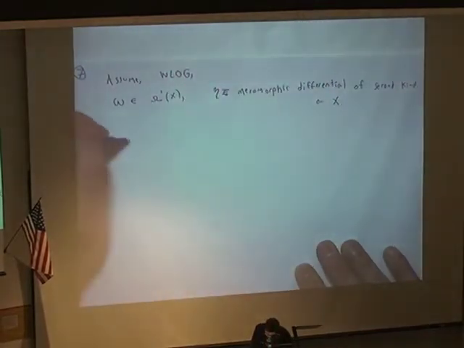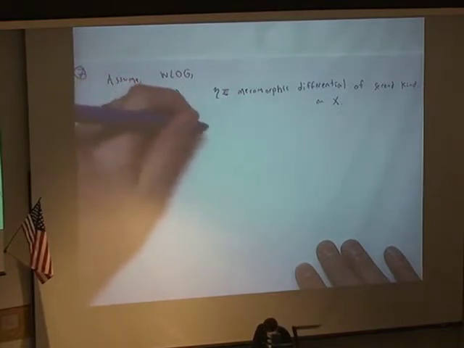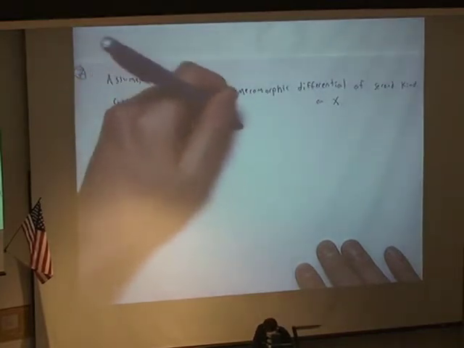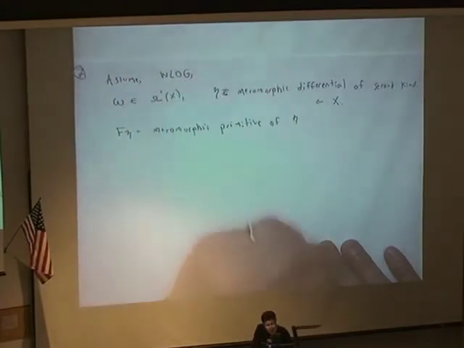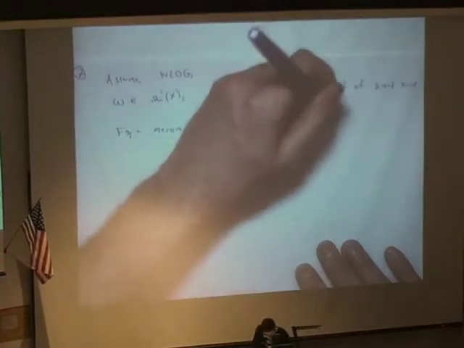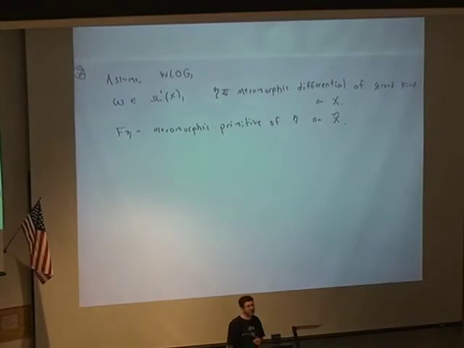So what I'm going to then try to do is let f eta be, as before, the meromorphic primitive of this differential form eta on the universal covering space X tilde. The important property of meromorphic differentials of the second kind is that they admit meromorphic primitives on the universal covering space, which are defined by integration.